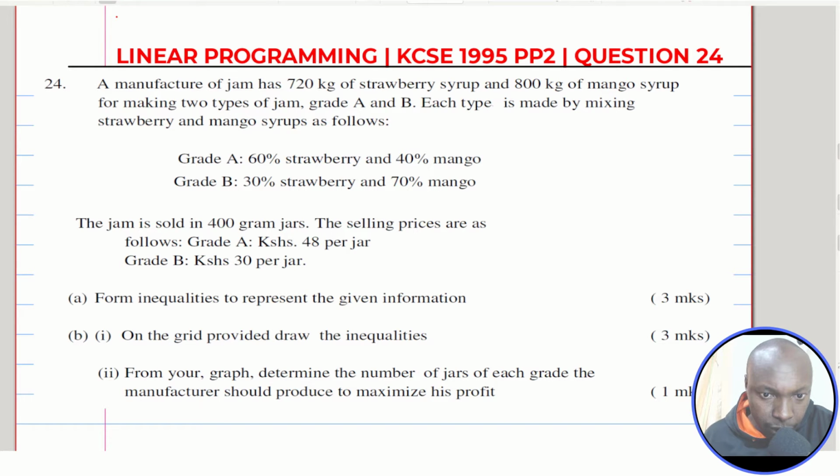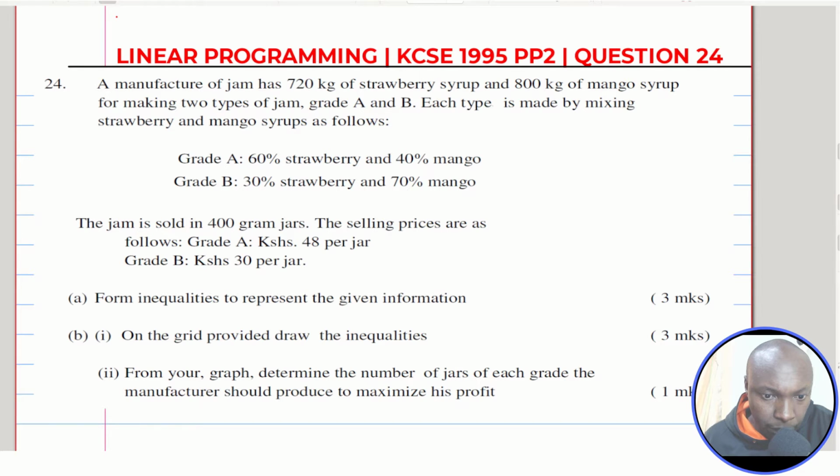A manufacturer of jam has 720 kg of strawberry syrup and 800 kg of mango syrup for making two types of jam, grade A and grade B. Each type is made by mixing strawberry and mango syrups as follows. Grade A, 60% strawberry and 40% mango. Grade B, 30% strawberry and 70% mango.